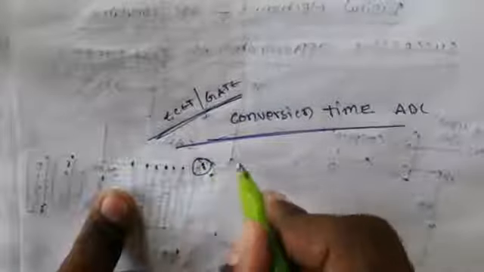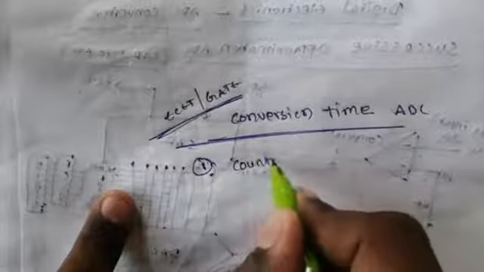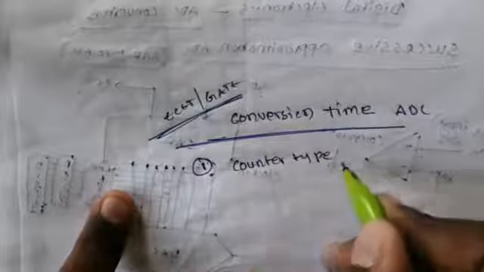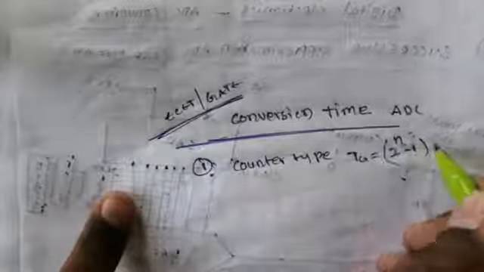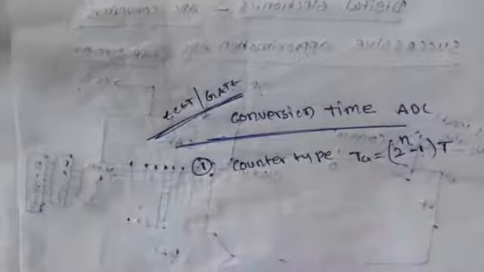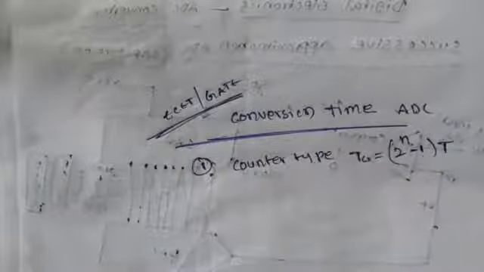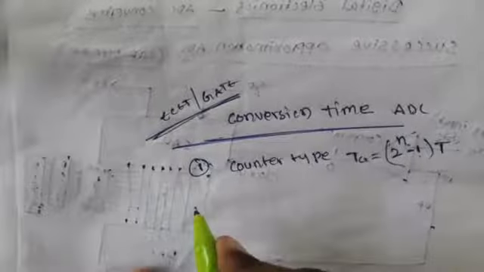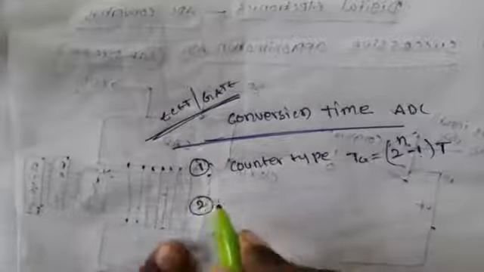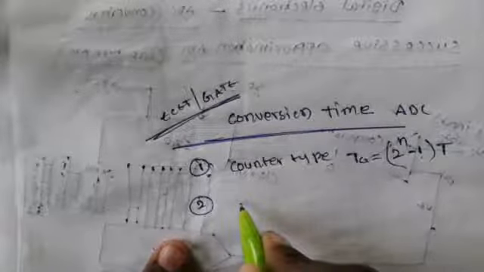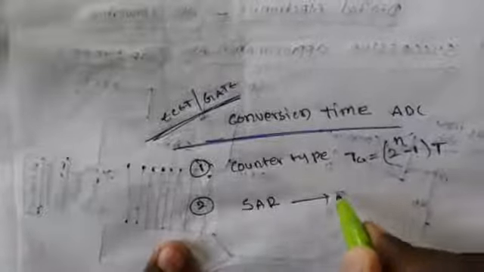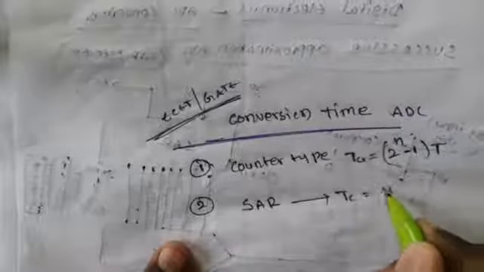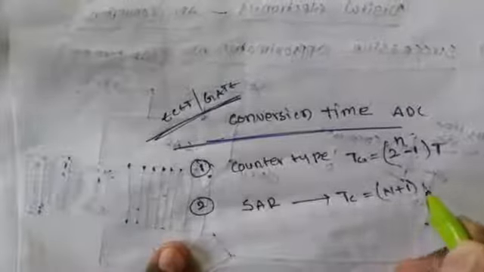In the first one, we have to discuss counter type ADC. The conversion time is equal to 2 power n minus 1 into t. T is nothing but the clock duration, n is nothing but the number of bits. And the second one, we can discuss successive approximation type ADC, where the conversion time is equal to n plus 1 into t clock.